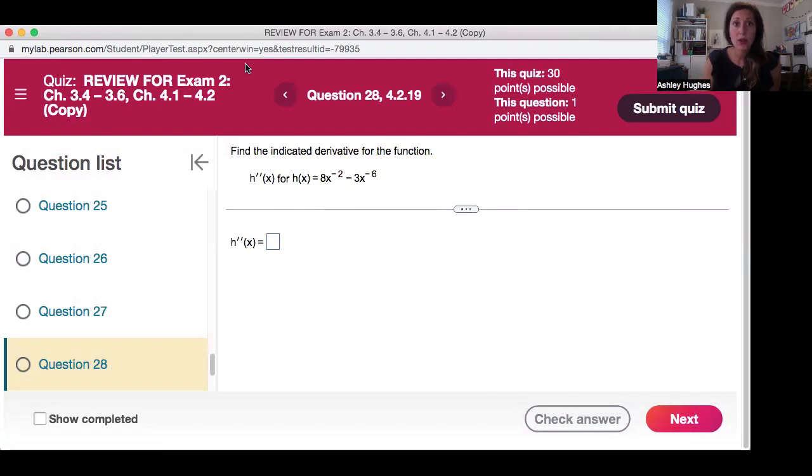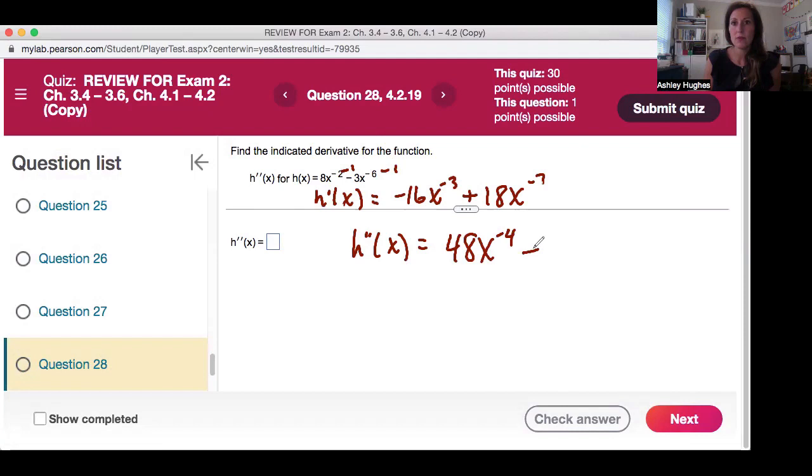Find h double prime. That just means find the derivative and then find the derivative again. So the first derivative would be -16x to the -3, plus 18x to the -7. H double prime then would be 16 times 3, that's 48, x to the -4, minus 18 times 7, 126, x to the -8.